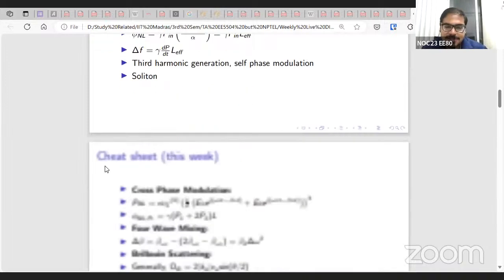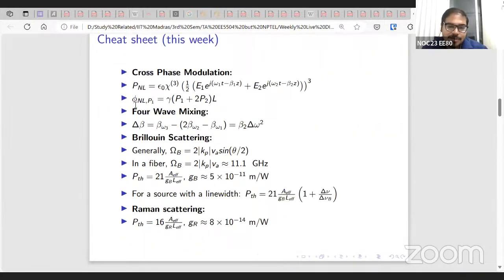Then we went on to discuss this cross-phase modulation, how it has 2 times the contribution to phase change at our desired frequency. Then the phase matching condition for four-wave mixing. I think this equation was mistakenly given in week 6, some question number 8 or something. So this is where that question came from.